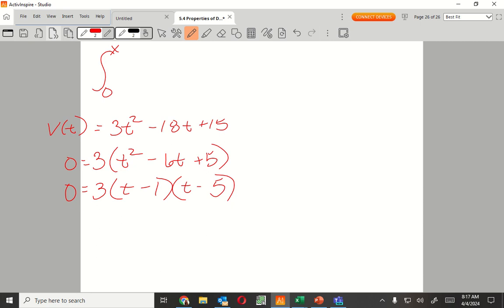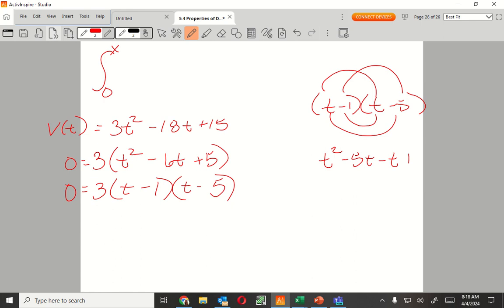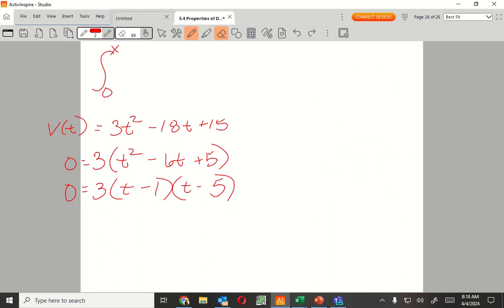Yeah? Okay. I know it's been a while since I did some of these, so that's why I don't mind going back over it. And how do I verify that this is actually the correct thing? Could I FOIL it and check it again? If I FOIL t minus 1, t minus 5, I get t squared minus 5t minus 1t plus 5. Yep, there it is right there. So that is working. I just verified that I had that correct.